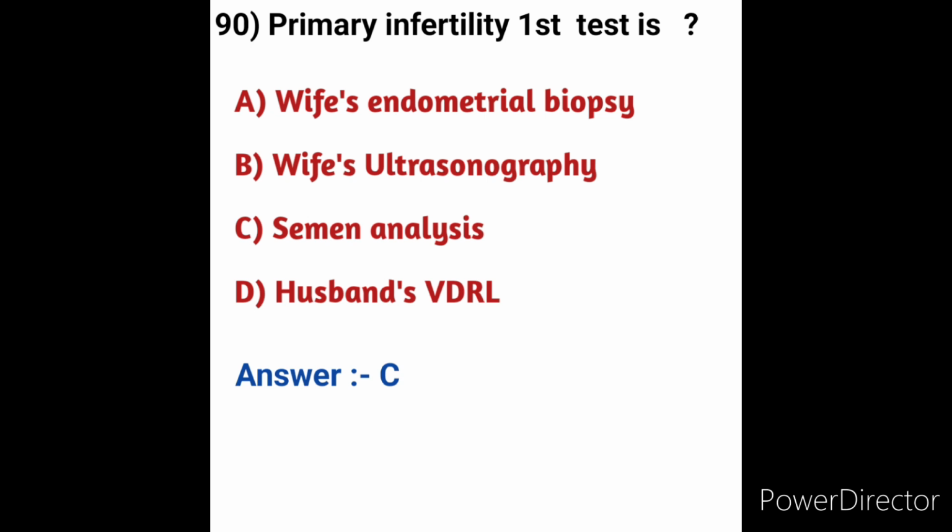Here option C, semen analysis, is a primary infertility test. Semen analysis is also called the male fertility test. Here option C is the correct answer. Semen analysis is the primary infertility test in males.